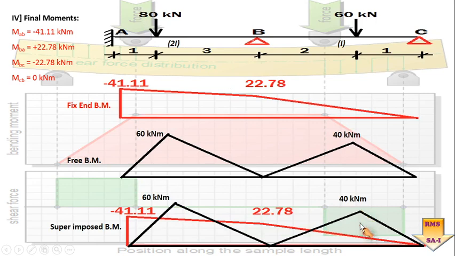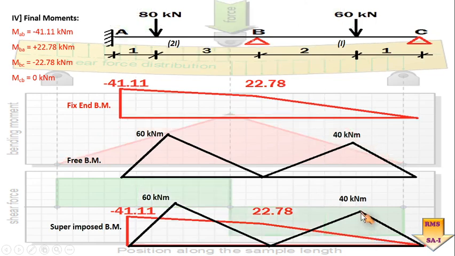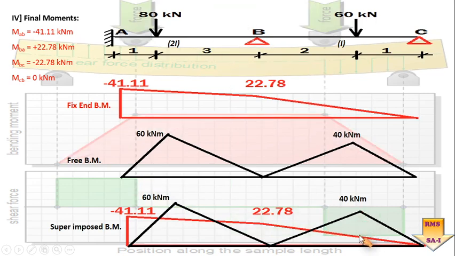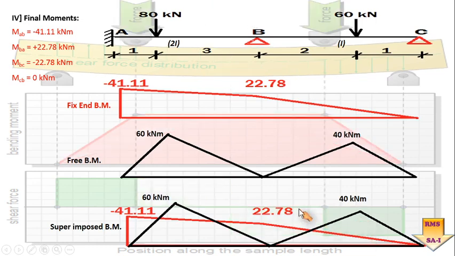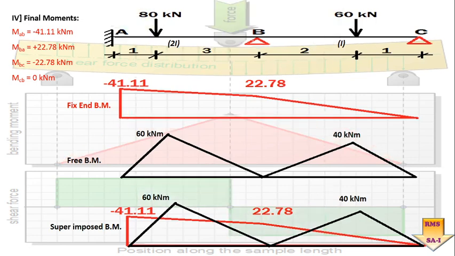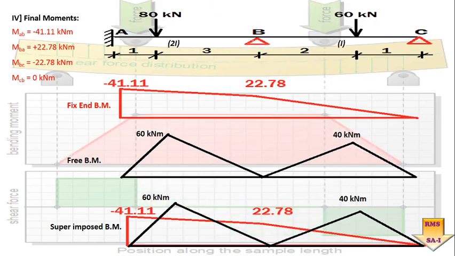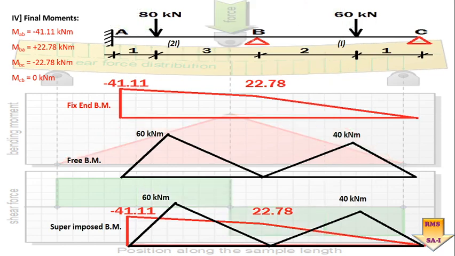Same is the case with these values. This value minus the ordinate of this bending moment will give you the resultant value. So this is the standard procedure which we are going to adopt. Still we have not solved the total problem.